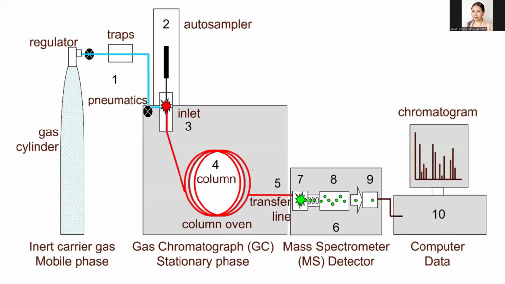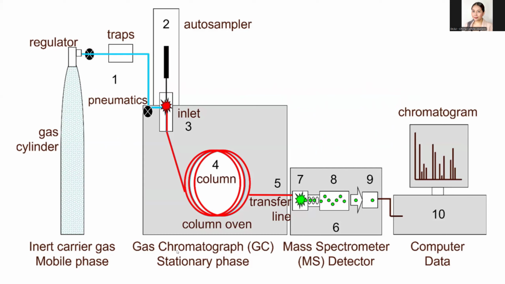So GCMS is an analytical technique that combines two powerful methods, gas chromatography and mass spectrometry, to separate, identify, and quantify compounds in a sample, especially those that are volatile or can be made volatile. So here's how each component works.